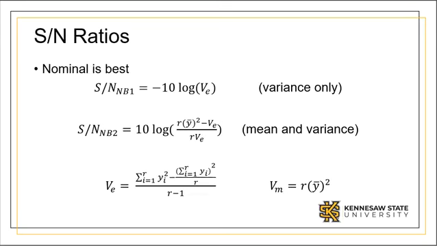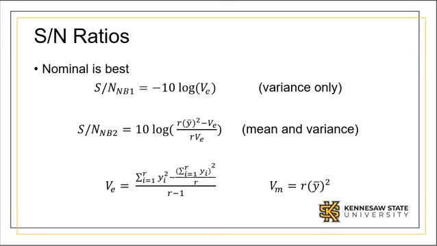When nominal is the best response, we have 2 signal-to-noise ratios to consider. The first equation accounts for variance only, and the second equation accounts for mean and variance. Since the first equation tends toward normality for the variance and is independent of average, we could use this equation as a substitute for lower-is-better and higher-is-better signal-to-noise ratios.